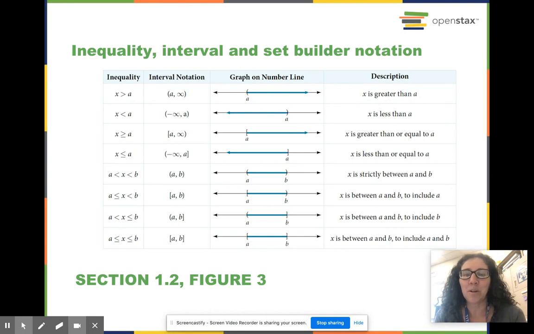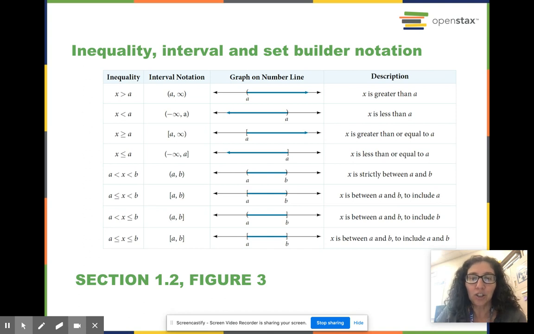Hello. Today we are going to get started in section 1-2, and the first thing we're going to talk about is some notation, right? The way that mathematically we write things down to communicate with other people and other mathematicians. So we are going to be talking about inequality, interval, and set builder notation.